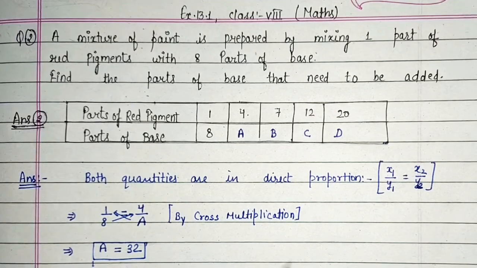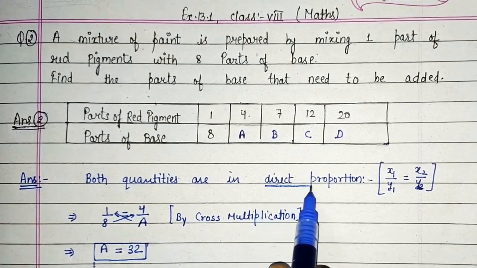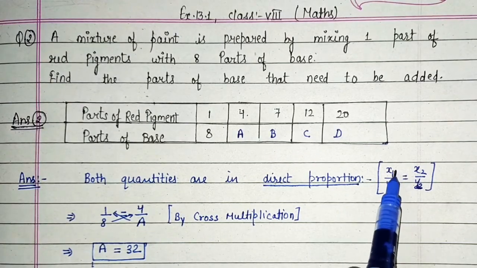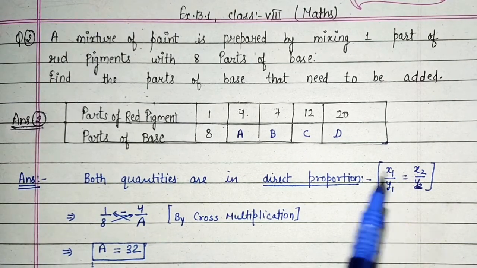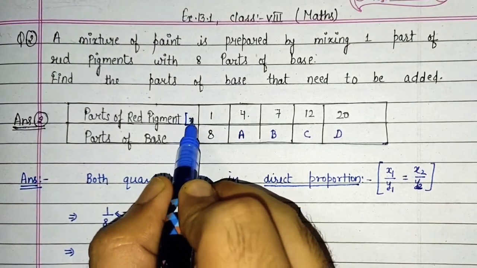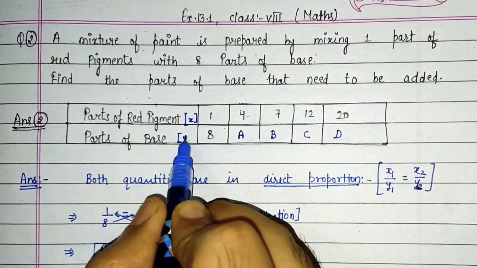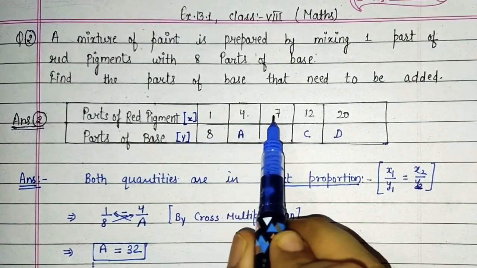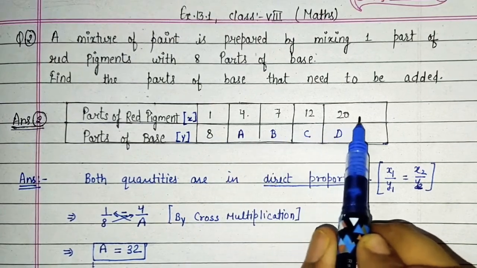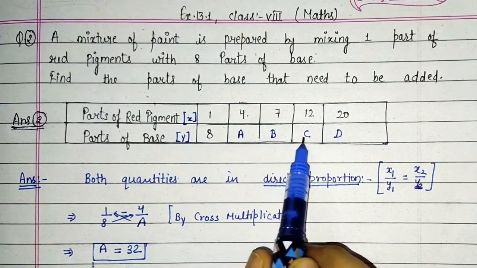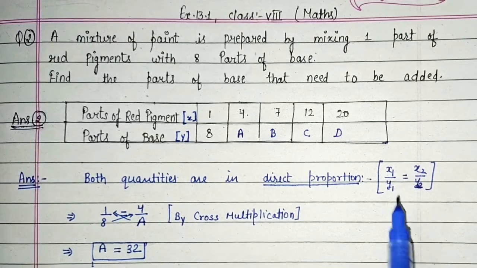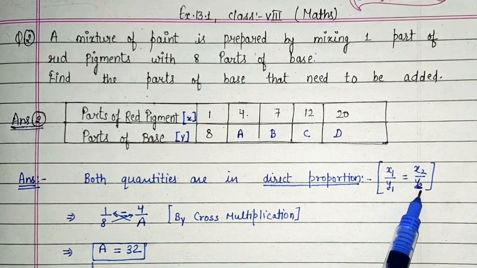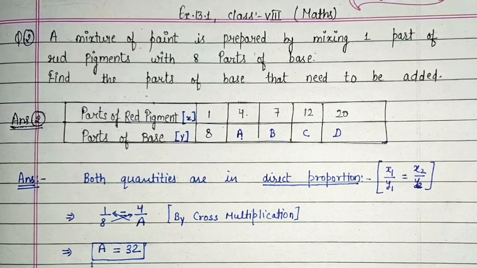Why did we apply this formula? Because both the quantities are in direct proportion, so we will use this formula x1 upon y1. If you want, you can write here, this is your x quantity and this is your y quantity. So this is x1, x2, x3, x4, x5. You can write like this, and this is your y, the second quantity. So 1/8 is equal to the second part 4 upon y2, and y2 means this is a.